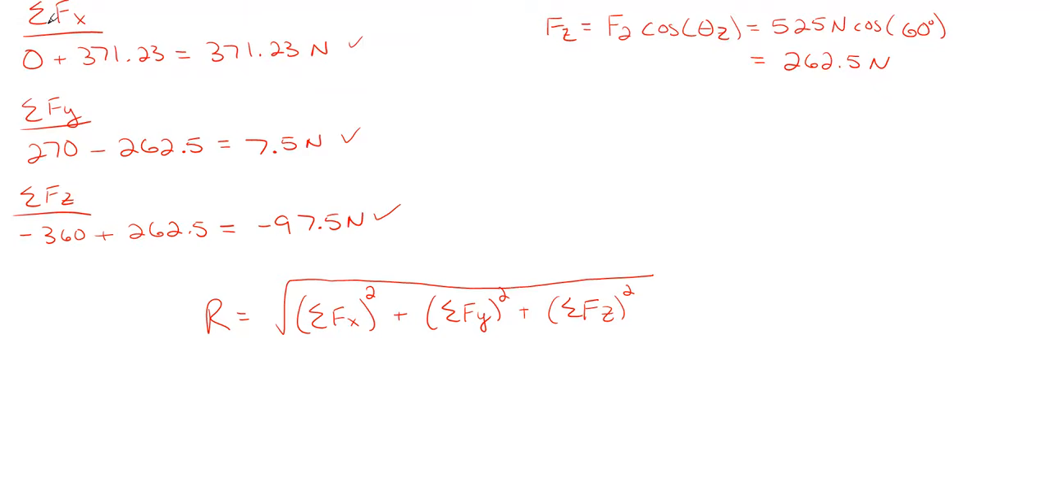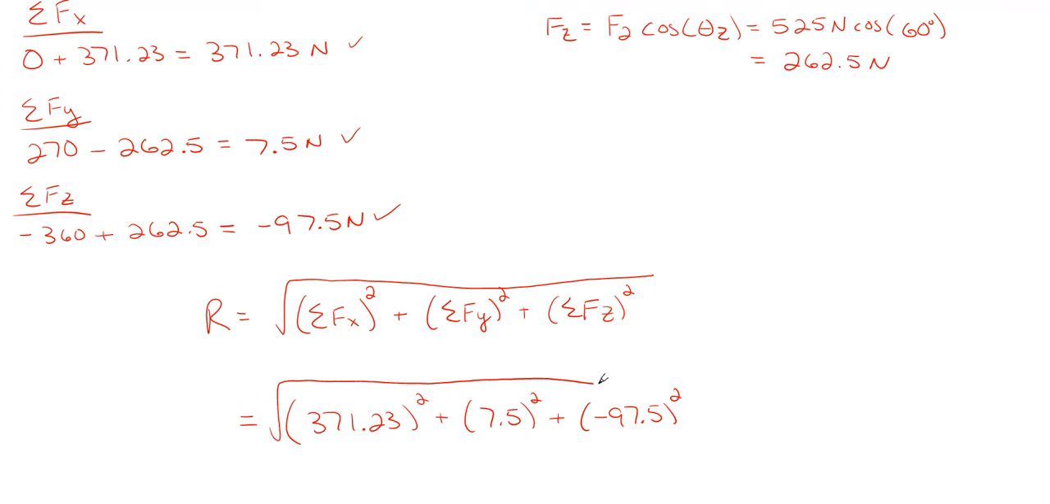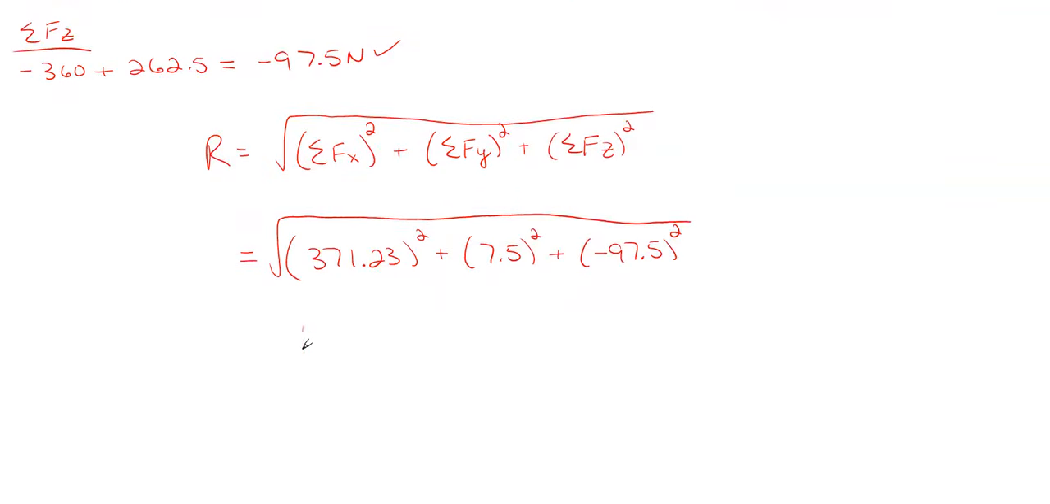So we have all those answers. Here's the summation of my Fx, Fy, and Fz. So let's go ahead and plug these in, and we would have 371.23 newtons squared, plus the Fy, which is 7.5 newtons squared, plus the Fz, which is minus 97.5 squared. And don't forget the square root. Very easy to forget that square root there for your resultant force.